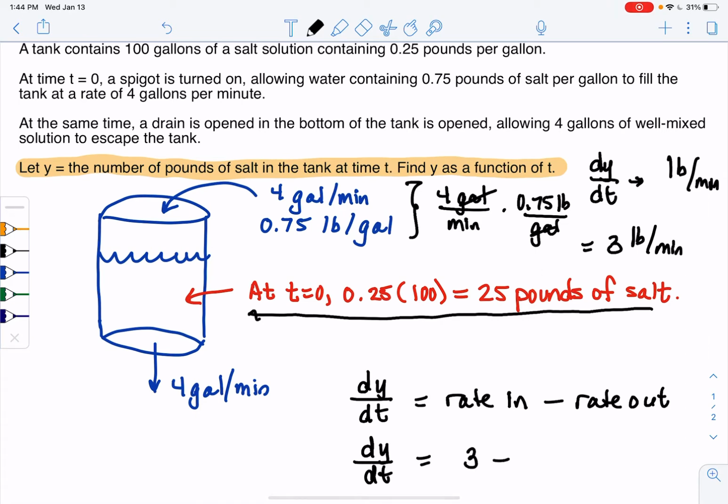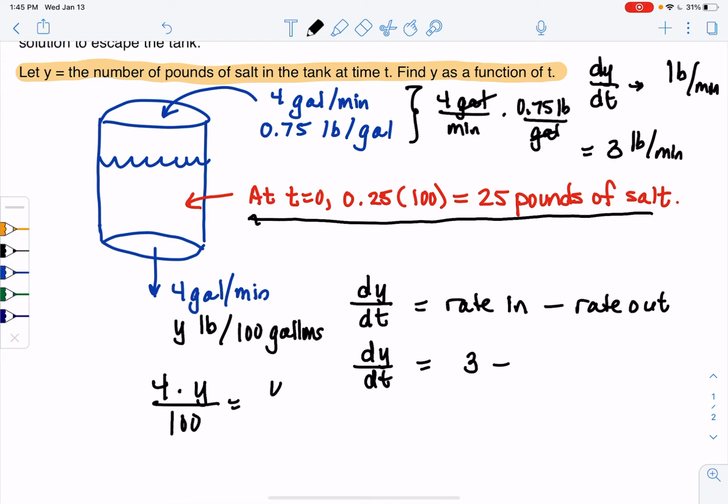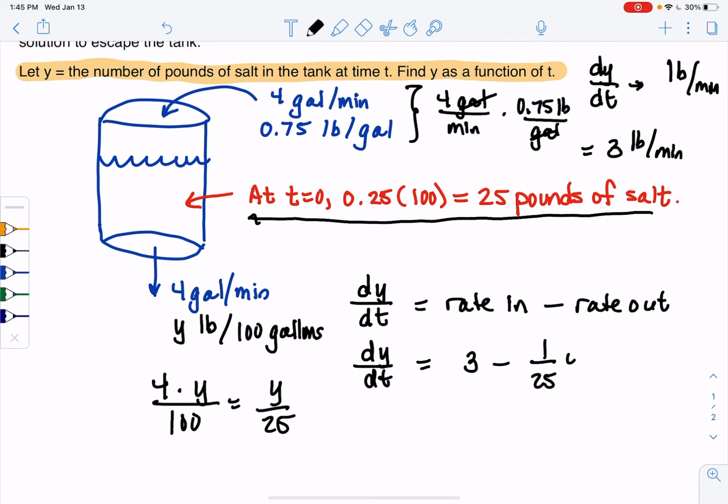So that's 3 minus, now, the rate out. We have 4 gallons per minute going out, and at any moment, we have y pounds per 100 gallons. Because remember, the amount of salt in this container is changing at every moment. So the best we can do is say y. So this is 4 times y over 100, which does simplify really nicely to y over 25. I'm actually going to write that as 1/25 y.